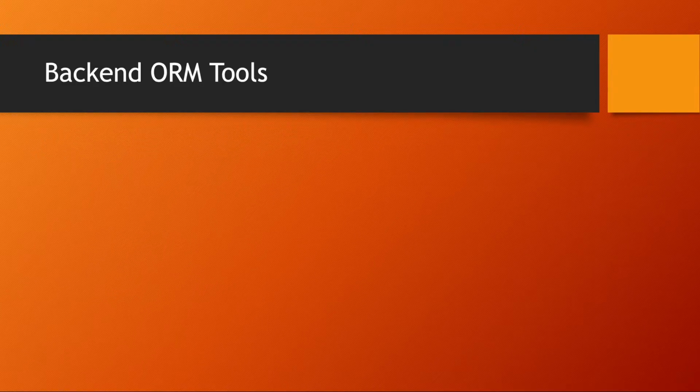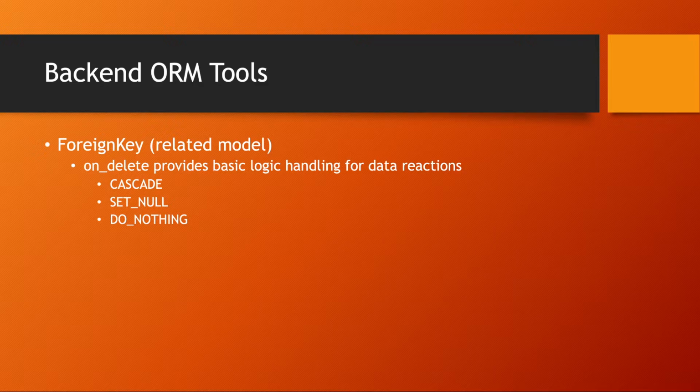Anyway, backend ORM tools. So there's the foreign key, which is basically just your model relations within the Django ORM, and it provides really three different sets of things you can do. Whenever you create a foreign key, you automatically have to define what happens when that foreign key is deleted. You can say cascade, which means we're getting rid of everything related; set null, which means you're setting that field in the current data model to null; or you just do nothing, which means you still leave that reference, but that reference no longer exists.